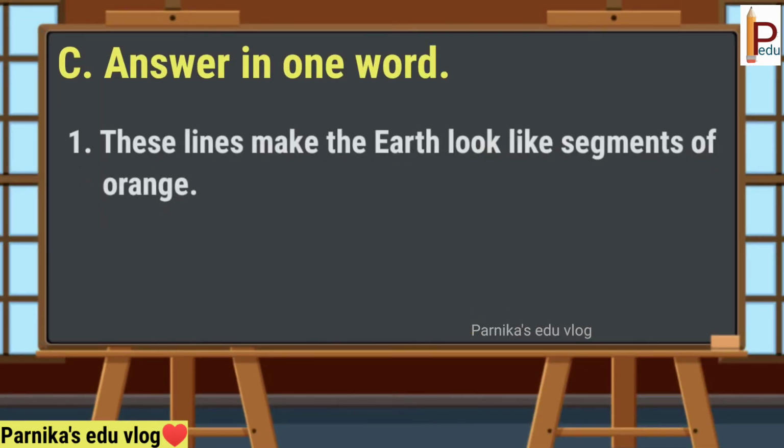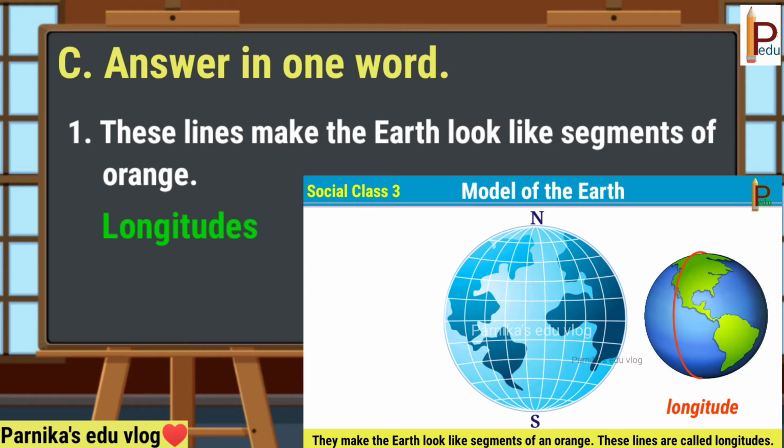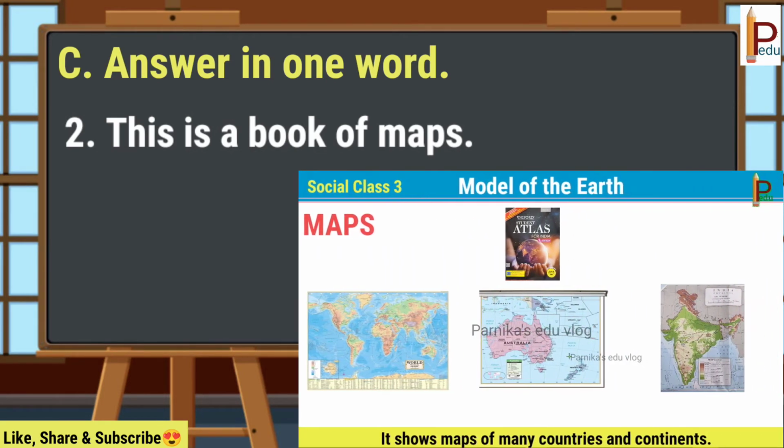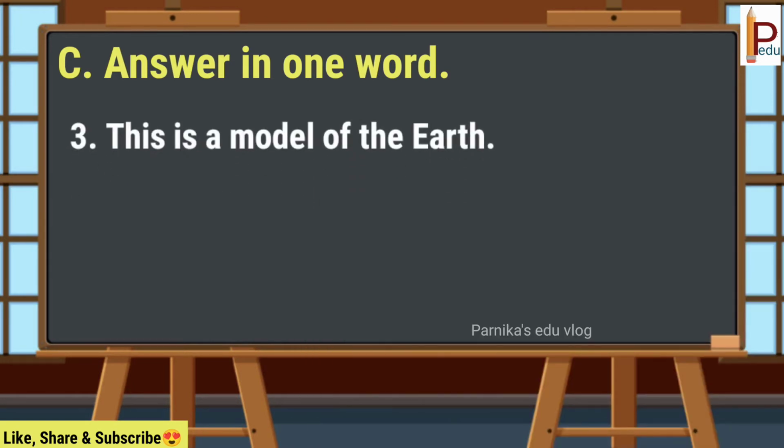Children, answer in one word. First one, these lines make the earth look like segments of orange. Yes, answer is longitudes. Second one, this is a book of maps. Answer is atlas. Third one, this is a model of the earth.